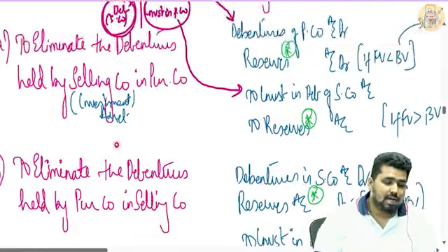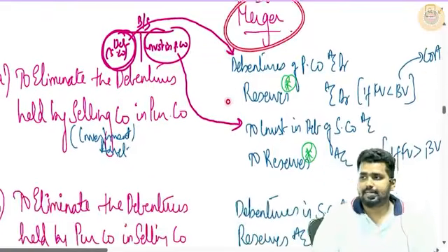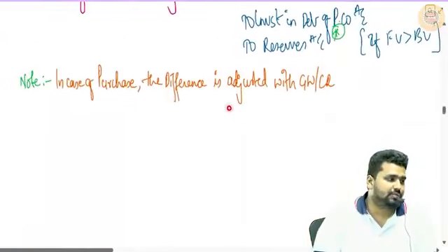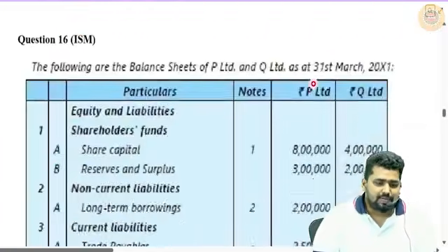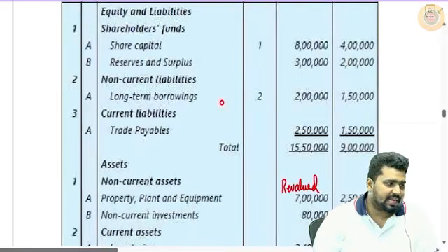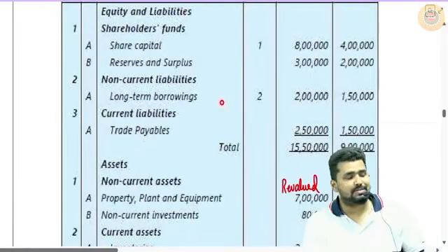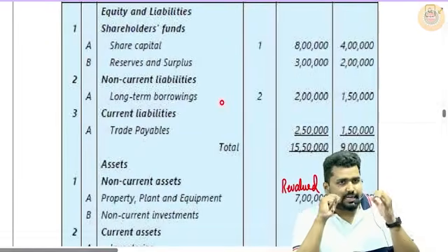In case of what? Merger. If it is the purchase method, the difference should be adjusted with goodwill or capital reserve. It should be adjusted in goodwill or capital reserve. So these are the adjustments which you have to remember. Listen, once again I'll revise it.